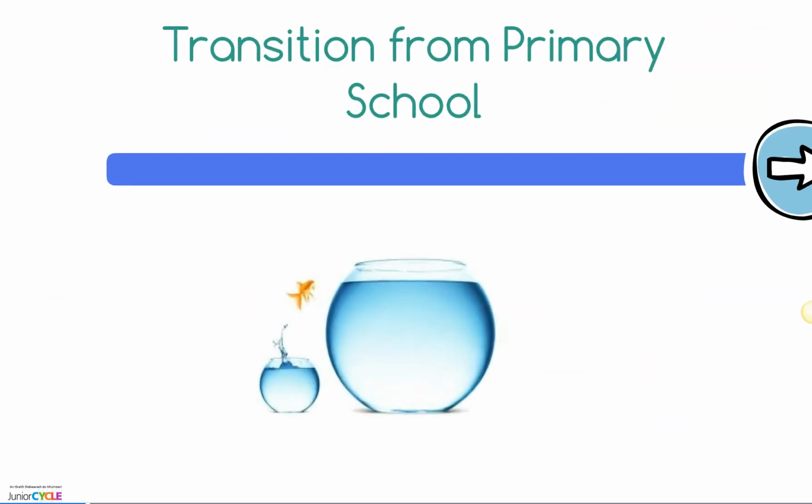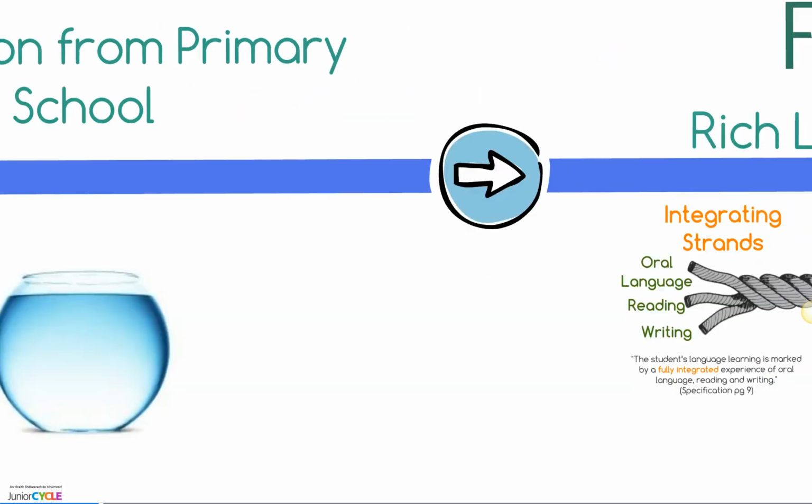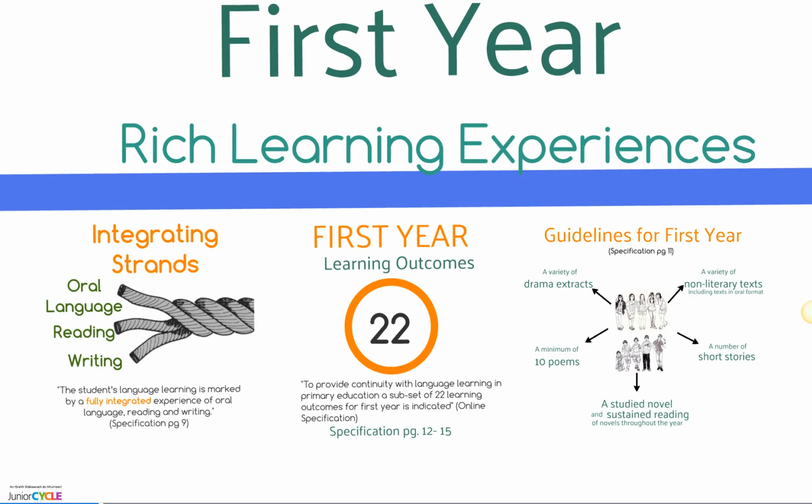It's important to acknowledge that our students' learning journey has begun in primary school, even before they reach us in 1st year, and the Junior Cycle English specification ensures continuity in their learning. For example, we see in first year how we build on the learning that's already taken place in primary school. We take an integrated approach to teaching of English through the 3 strands of oral language, reading and writing. We focus on a subset of 22 learning outcomes that are deemed most appropriate at this stage in learning, and we're mindful of the guidelines for choosing texts for first-year students.